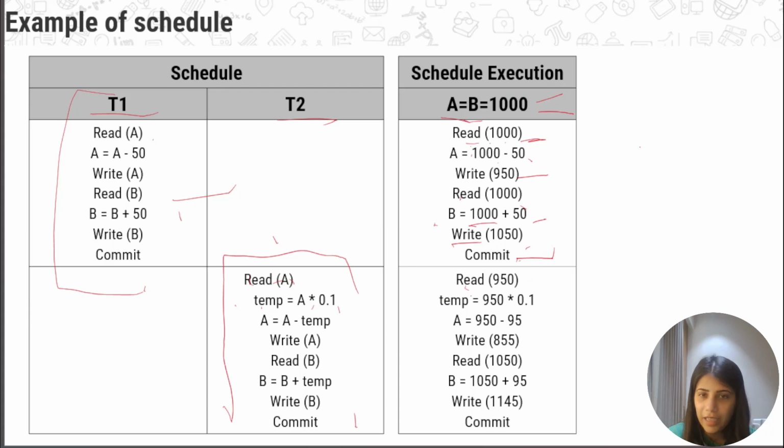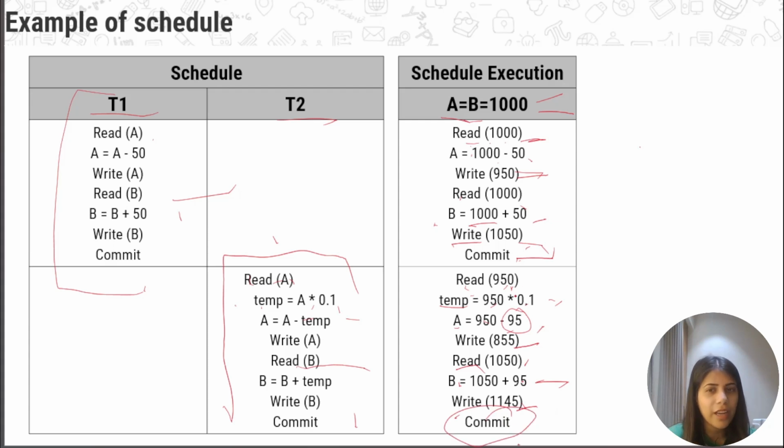Now it will read A's value again, which has become 950. It will create a temp variable, 950 multiplied by 0.1, which gives 95. And then the operation is A minus temp: 950 minus 95 becomes 855. Then it will read B's value. What was B's value in the previous transaction? 1050. So B equals 1050 plus 95. Write, and it will give you 1145 rupees. And then it will commit.